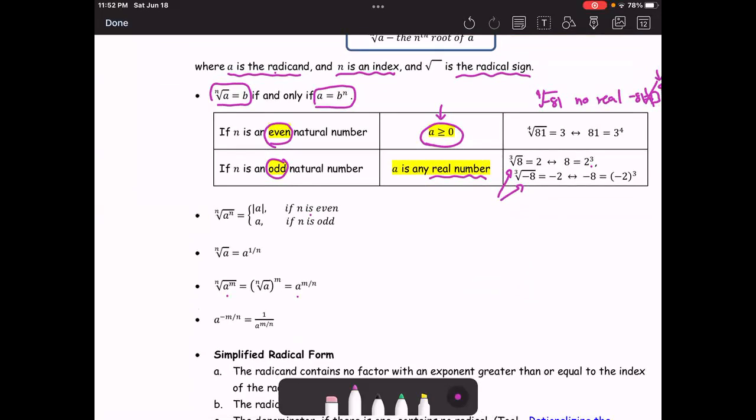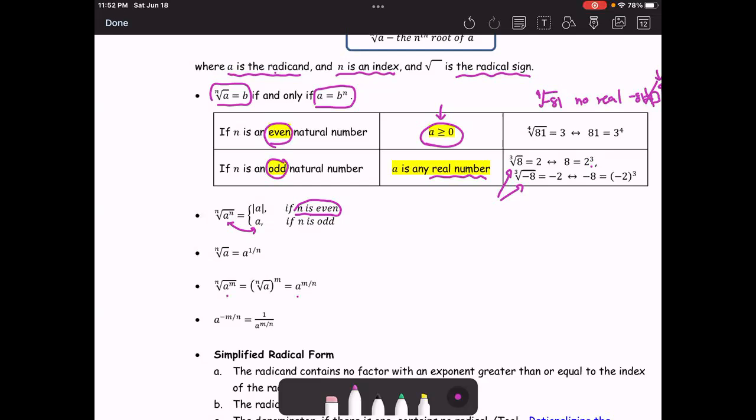The form the nth root of A to the power n is the absolute value of A if n is an even number. The nth root of A to the n equals A, exactly the same as the base of the radicand, if n is an odd number.